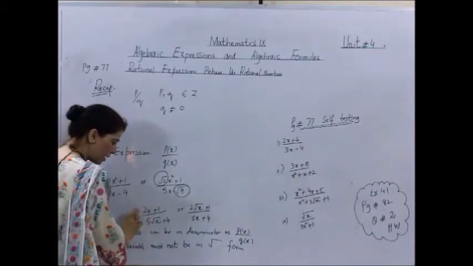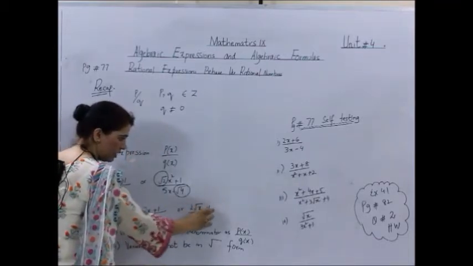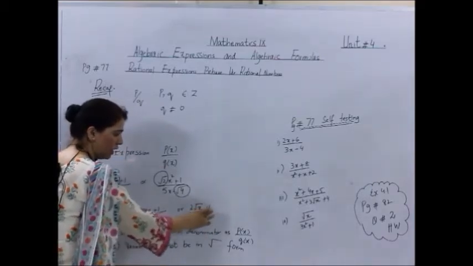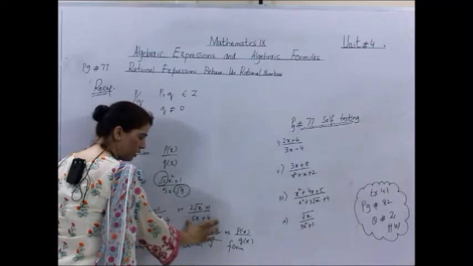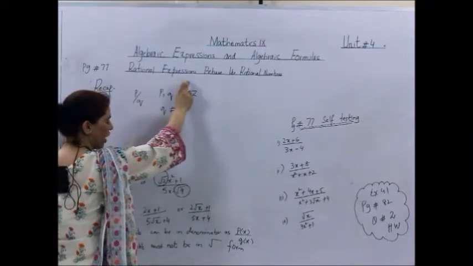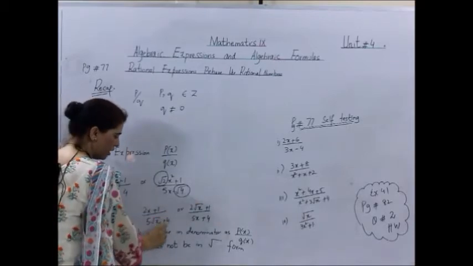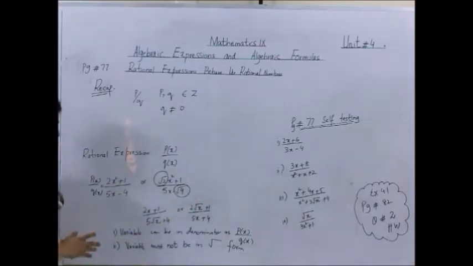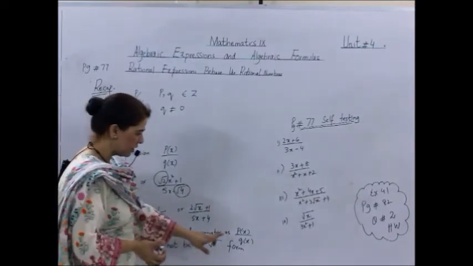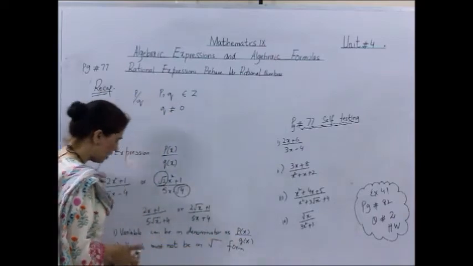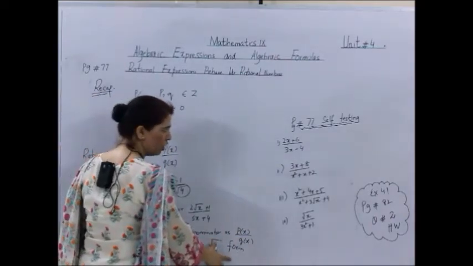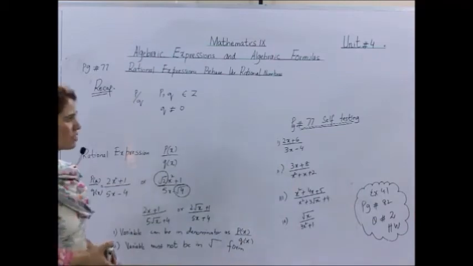Why? Because if you see how it is different from a polynomial, in a polynomial the variable must not be in the denominator. As we are talking about a rational expression, p of x is in the numerator, q of x is in the denominator, but the variable, either x or any variable, must not be in square root form. So what we have to keep in mind for a rational expression is that variables can be in the denominator as p(x) by q(x), but a variable must not be in square root form. I hope this is quite clear to you.